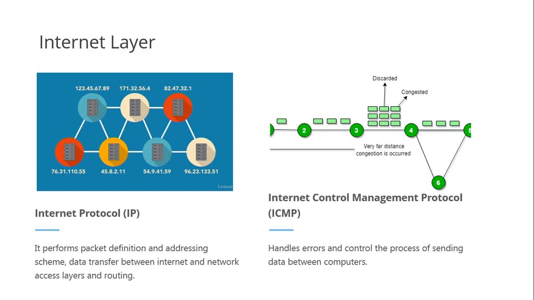Next, we have ICMP, or Internet Control Message Protocol. As the name suggests, this is the one used for maintenance of the network and used for troubleshooting techniques when looking into a network as well. So it handles errors and controls the process of sending data between computers. In the last part of the discussion next week with regards to network commands, most of them are actually under ICMP.